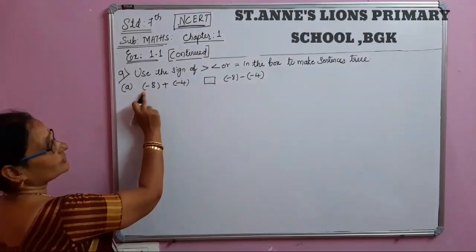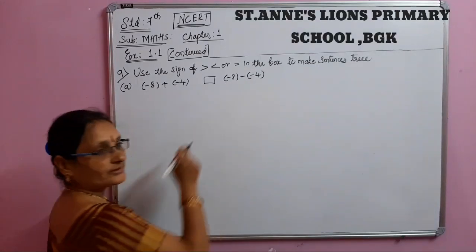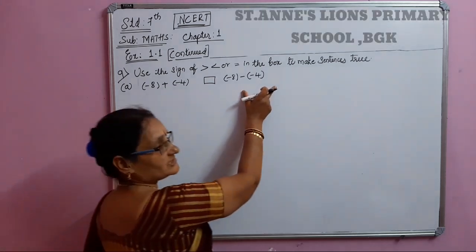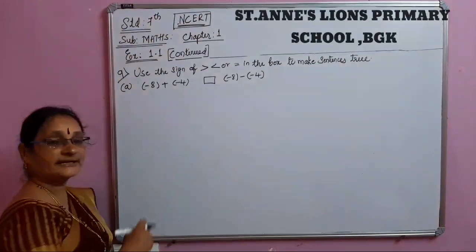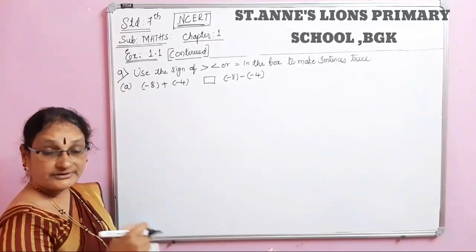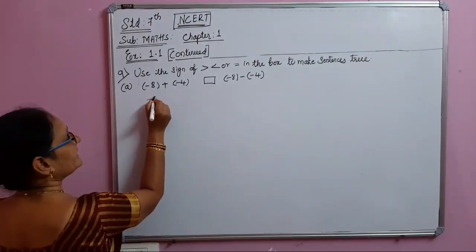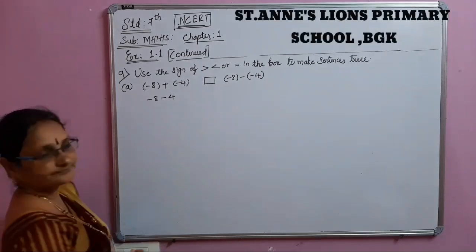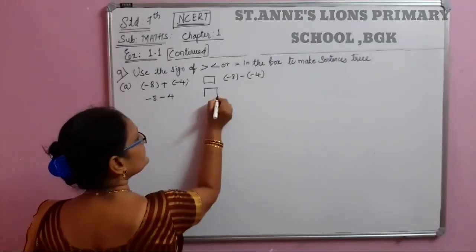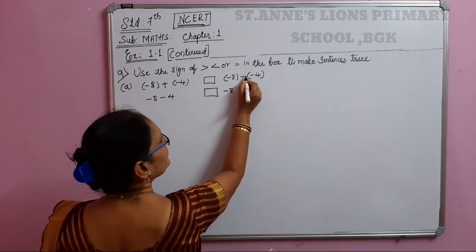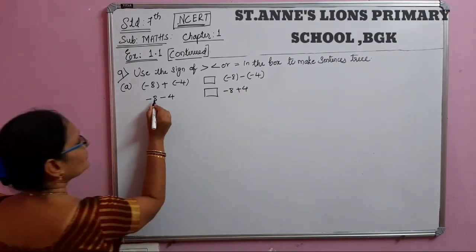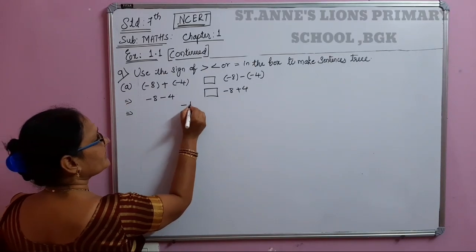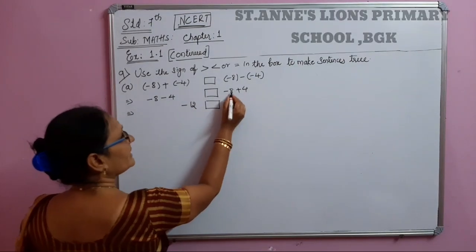See here, addition of two negative numbers, subtraction of two negative numbers. What happens when we add two negative integers and subtract two negative integers, whether that is greater or smaller or equal, we have to solve and see. Minus 8 plus into minus is minus 4. Box as it is, we write minus 8 minus into minus is plus 4. Now minus 8 minus 4 is minus 12. Here in the box, minus 8 plus 4.